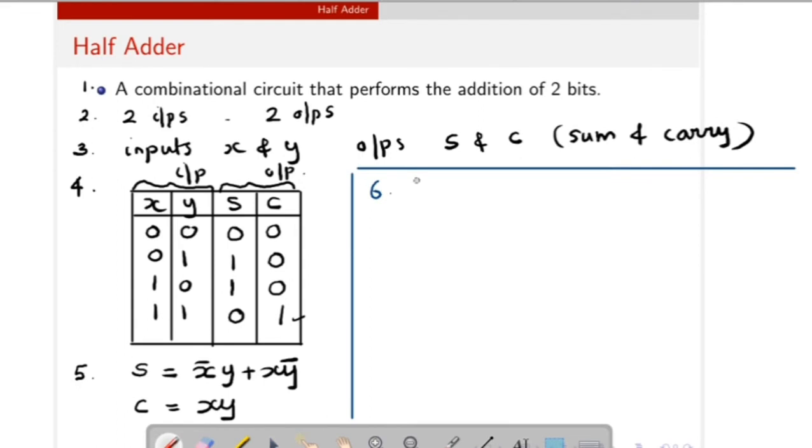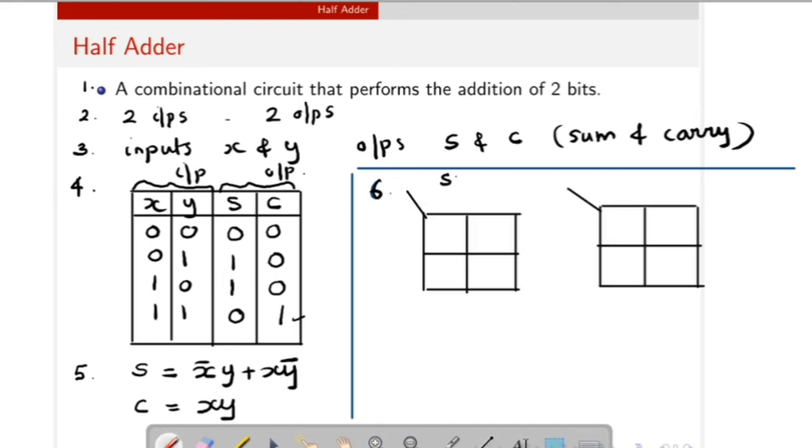The next step is to minimize the Boolean function using K-map. Here we can draw the K-map for both S and C. This is the K-map for sum and this one for carry. Here we have the variables X and Y. Y may be 0 or 1, X may be 0 or 1. Here also 0 or 1. We can mark the minterms. Here the minterms are 0 1 and 1 0, and here 1 1.